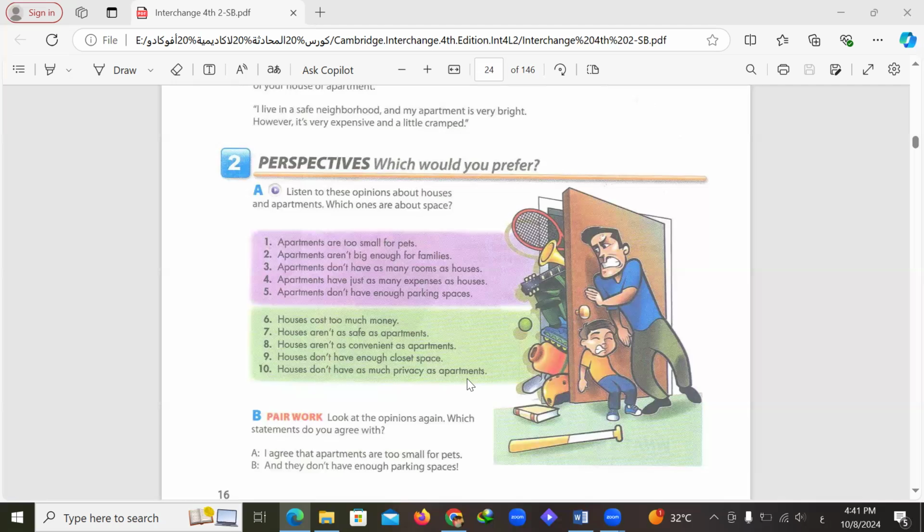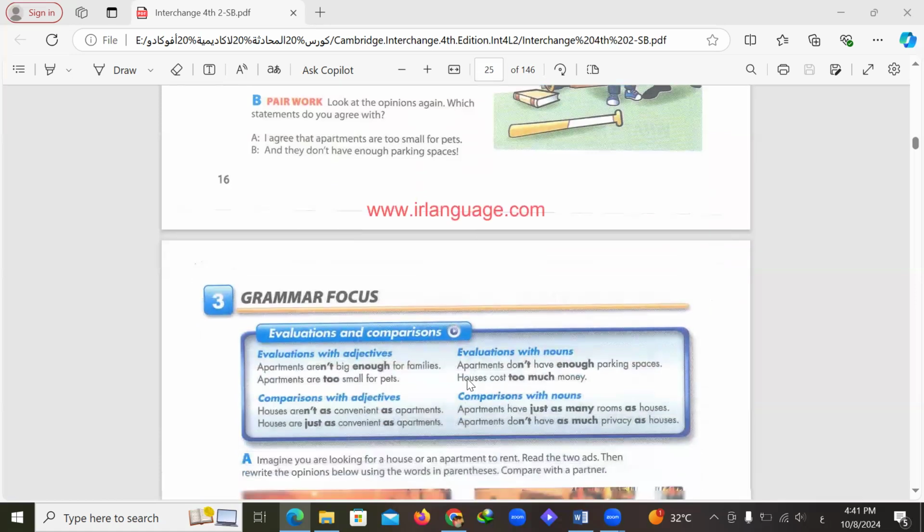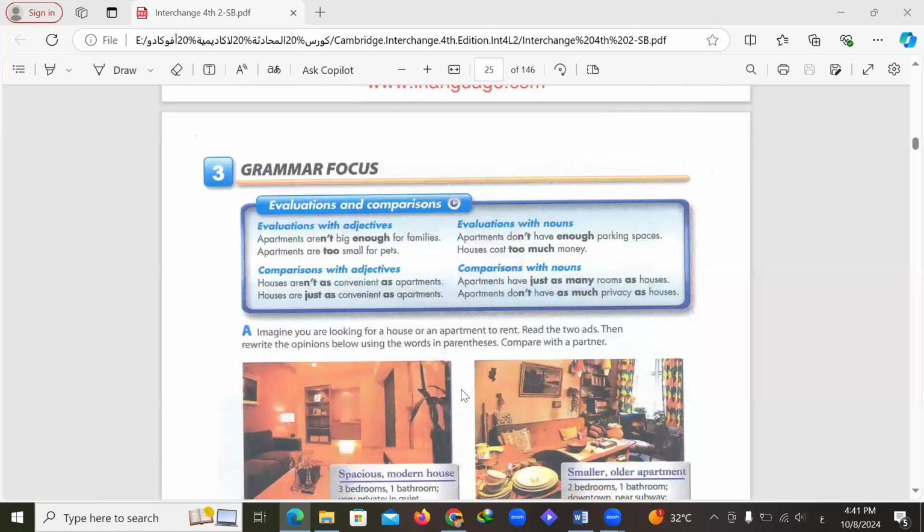opinions, and we can differ in our points of view. And in this grammar part, we will focus on evaluation and comparison. Evaluation comes from the verb evaluate. Evaluate means to estimate, to give a value for something or someone. For example, after I finish my class, I ask you to give me an evaluation. Have you understood my class very well?